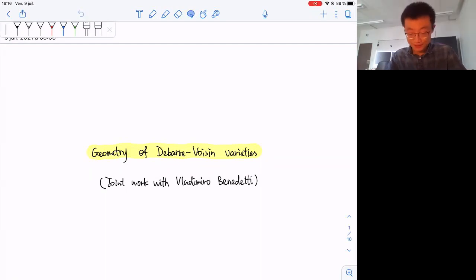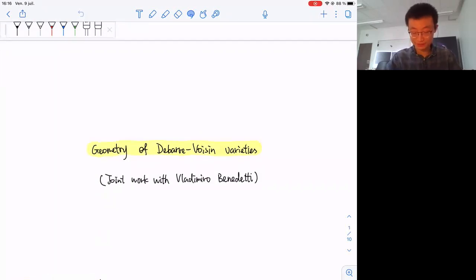So it's a bit embarrassing because I was going to talk about the proof of the integral Hodge conjecture for cubic fourfolds as a motivating example, but we just saw this morning. But I'm going to repeat it anyway, so hopefully I can provide some more details.